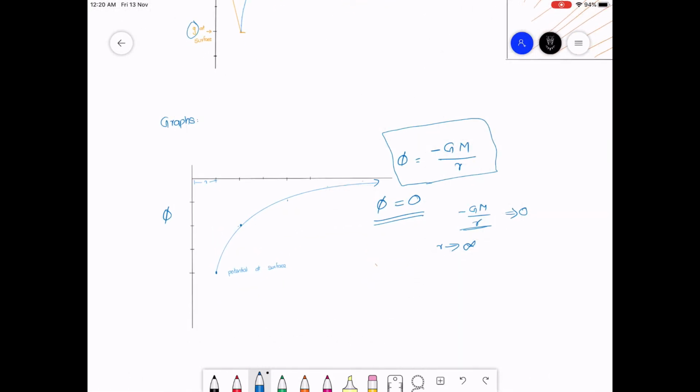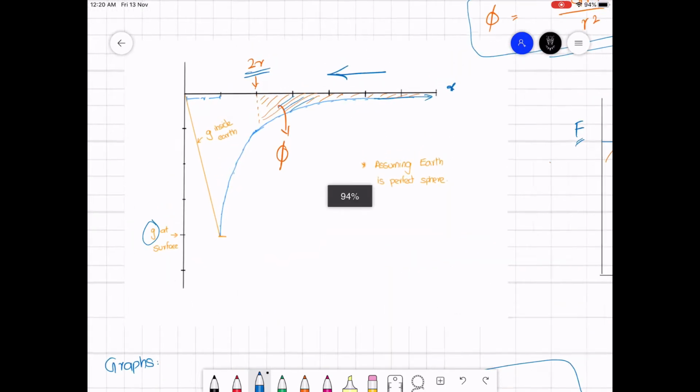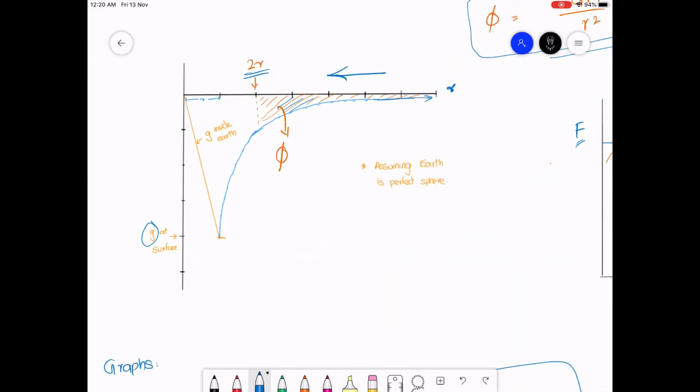Okay, now from this diagram as well as this diagram, you get another reason why the potential energy is going to be negative. Well, the graph that we used for the area was in the negative axis.